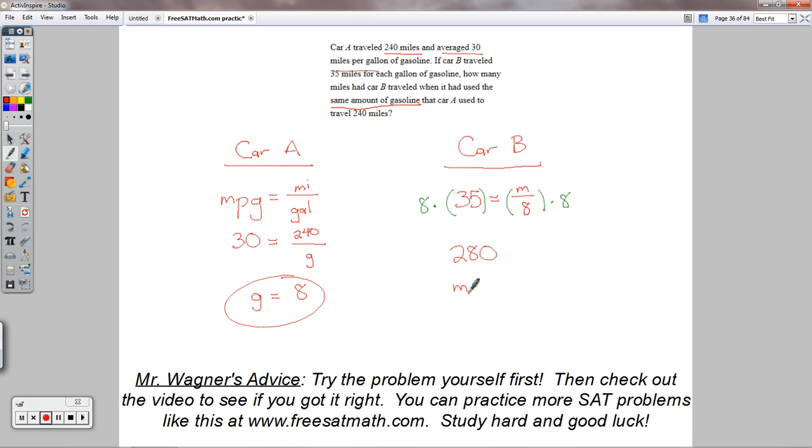280 miles is the number of miles that car B would have gone having used the same amount of gasoline, 8 gallons, as car A, if it's going 35 miles per gallon as compared to 30.